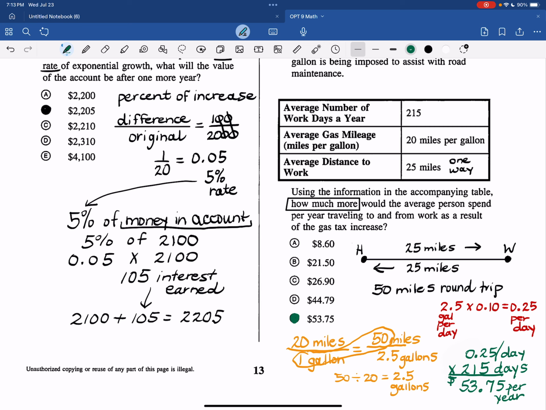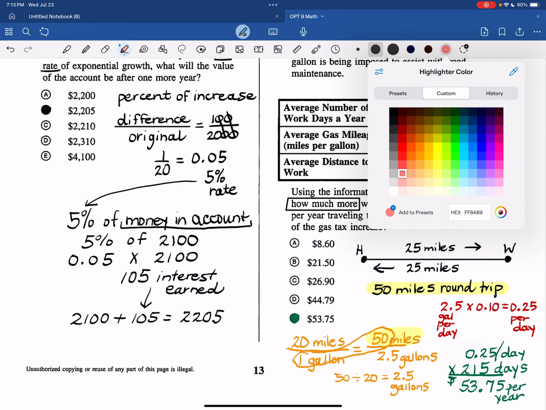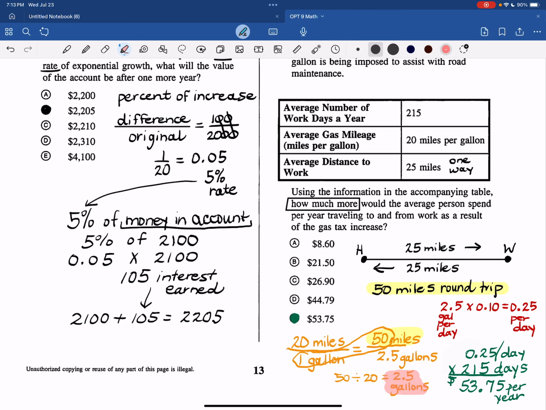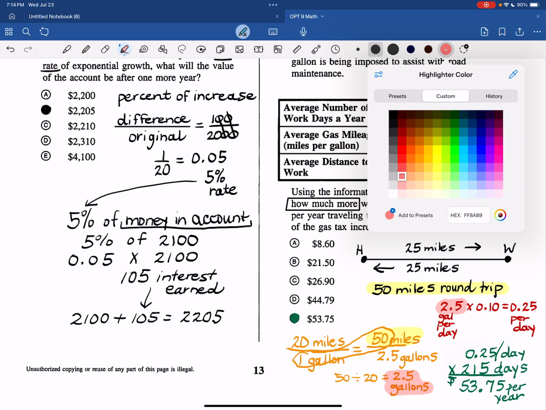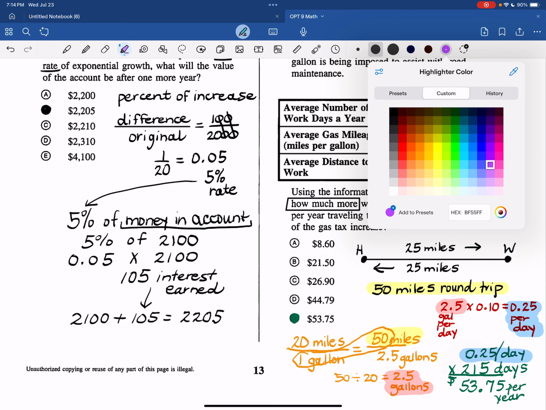So let me walk you through the steps here. The first step was to figure out the round trip mileage. And then I brought that down here. And then I used that to find out the number of gallons per day. That was 2.5 gallons a day. And then I used that to find out the cost per day. And then I used that to find out the cost per year. And finally, we got an answer.